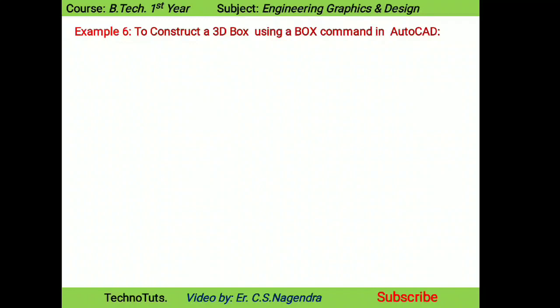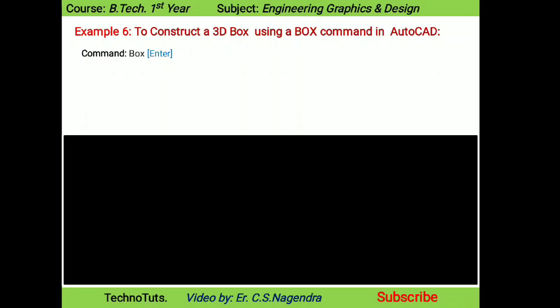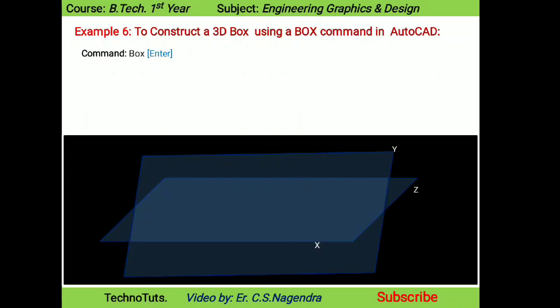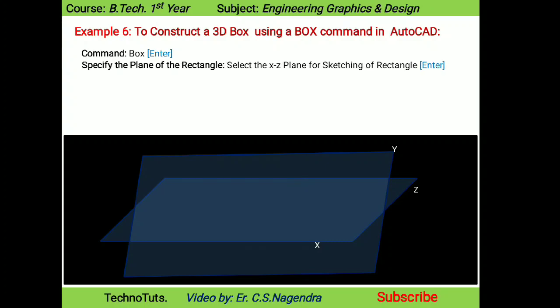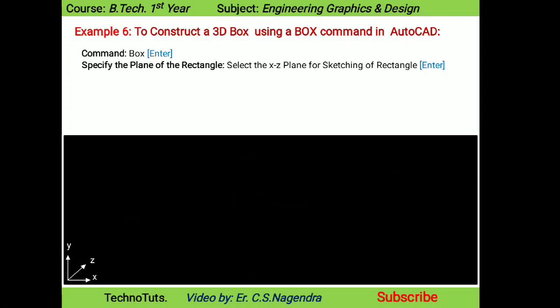Let us take the example to construct a 3D box using the box command in AutoCAD. So what we will do is at the command prompt, type box and press enter key. The viewport will get activated on the screen with the principal planes. Okay. Now the computer will ask you to specify the plane of the rectangle. That means you have to construct a box with the help of a 2D command, that is the rectangle command, by constructing a rectangle. So you have to select the plane on which you are drawing the 2D drawing. Okay, so you have selected the exact plane.